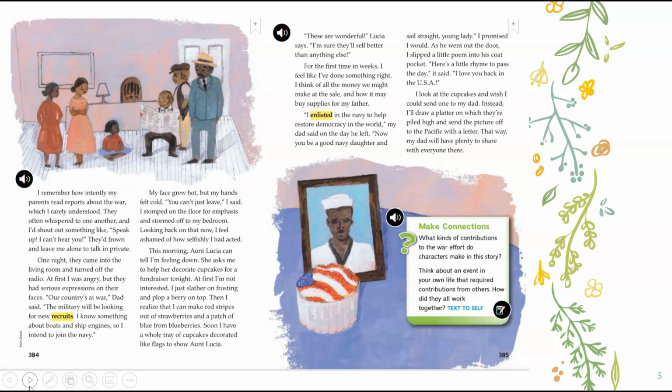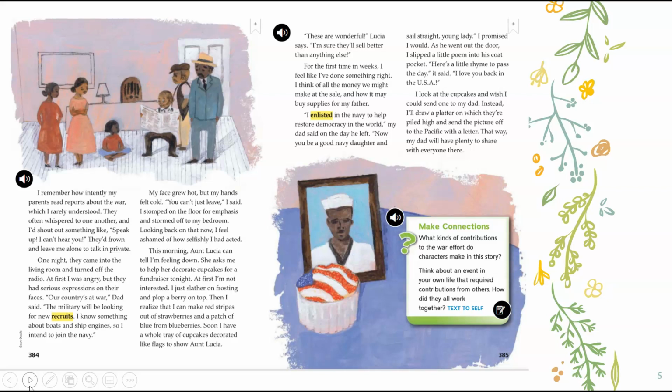This morning, Aunt Lucia can tell I'm feeling down. She asked me to help her decorate cupcakes for a fundraiser tonight. At first, I'm not interested. I just slather on frosting and plop a berry on top. Then I realize that I can make red stripes out of strawberries and a patch of blue from blueberries. Soon, I have a whole tray of cupcakes decorated like flags to show Aunt Lucia.